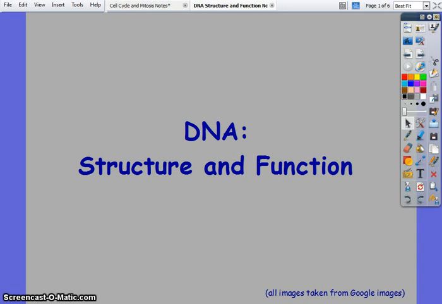First part's going to be on DNA. The second part is going to be on heredity, so how you actually get your traits from your parents, and how traits are passed down through different generations. So first part we're going to look at is DNA. We need to know how DNA is made and what its function is. So today the video is DNA, structure, and function.